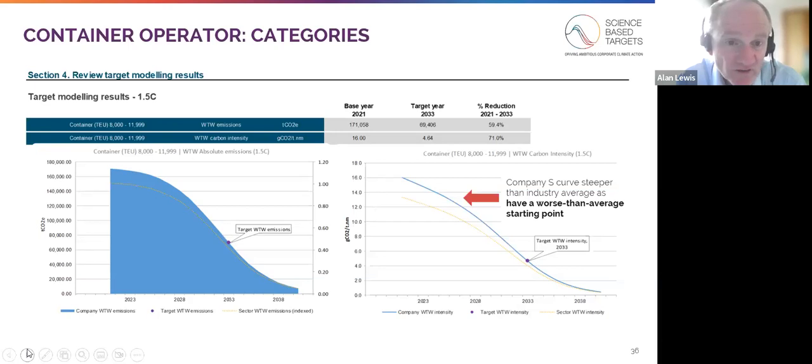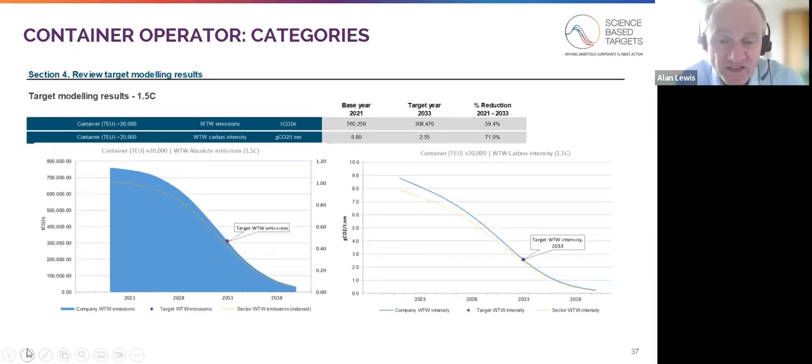The result of that, when combined with a high growth rate, is that this company is exceeding its share of the sector, and again is having to work very hard to bring that back in line with what's expected of it. And then if you can click on again, basically this is showing the same thing, but for the 20,000 or greater than 20,000 TEU ship.